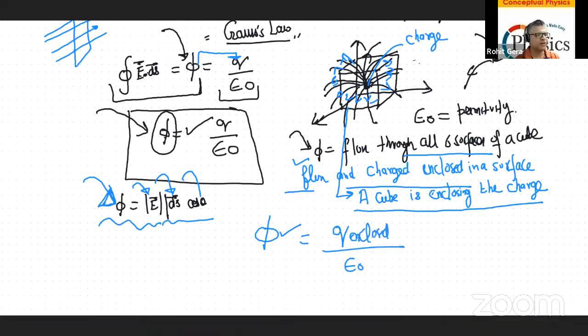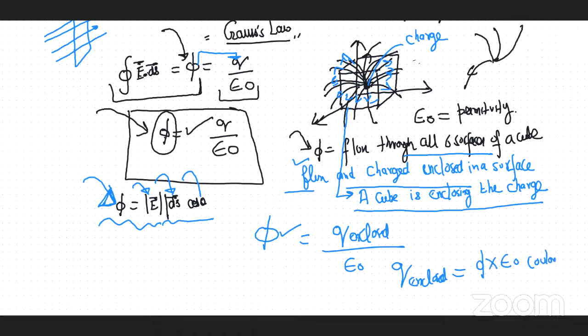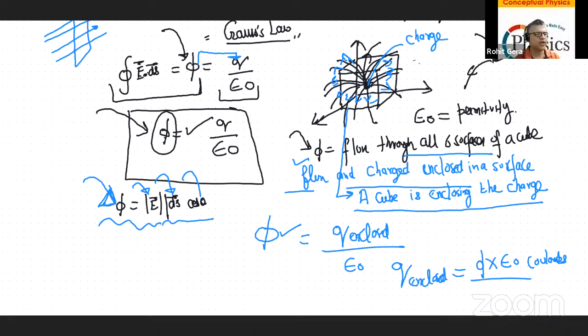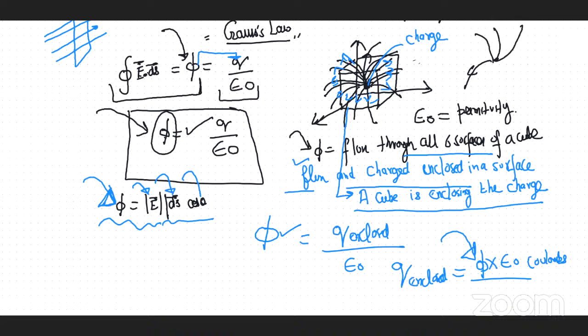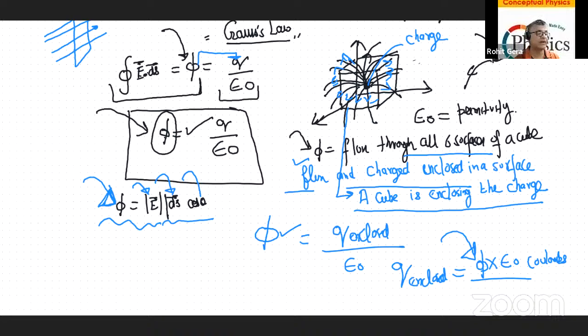So Gauss told him the charge inside this surface is equal to phi into epsilon naught coulombs. So if you know the flux in an enclosed surface, then you can find out the charge in that enclosed surface. This was the contribution of Gauss. He could link the charge and the flux. Let me give you an example.